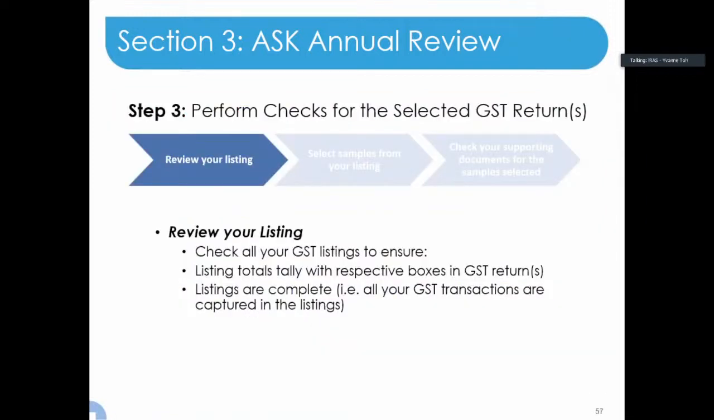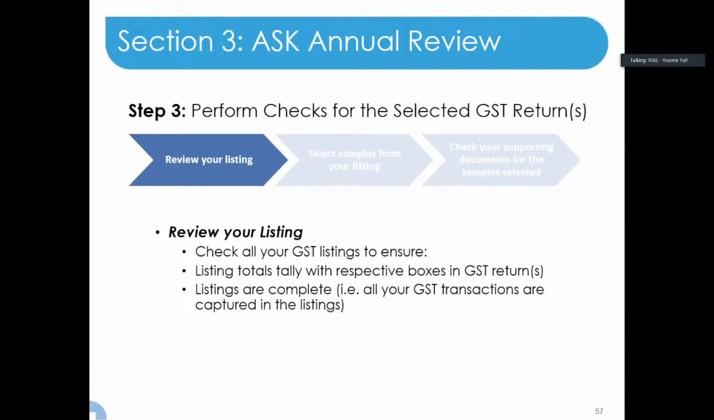So now we can move on to step 3 of the ASK annual review, which is to perform detailed checks for the particular GST return that has been selected to conduct the review. The checks are required for all the boxes declared in the selected GST return, namely box 1 and 6 for standard rated supplies and output tax, box 2 for zero rated supplies, box 3 exempt supplies, taxable purchases and input tax, and goods imported under MES or other GST schemes.